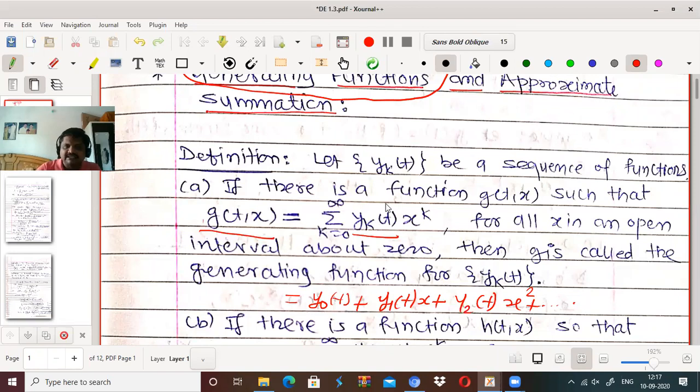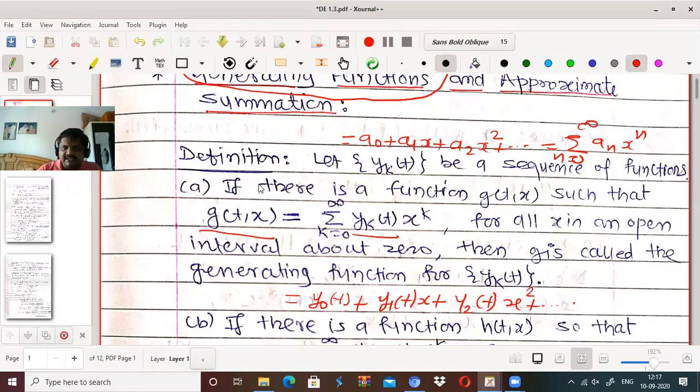Can we write this in this way also? It is like this: a0 plus a1x plus a2x square plus so on. It can be written as the summation from n equal to 0 to infinity of a_n x to the power n. So this is called a power series in x about x equal to 0. The a_n are called coefficients in the power series.